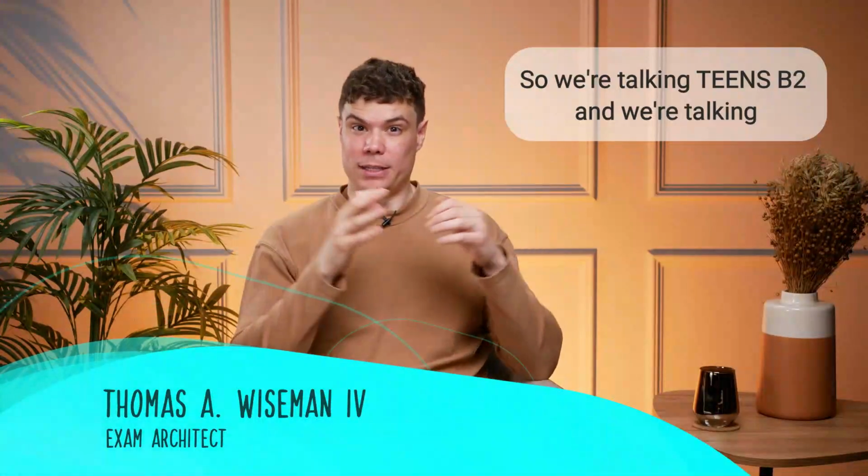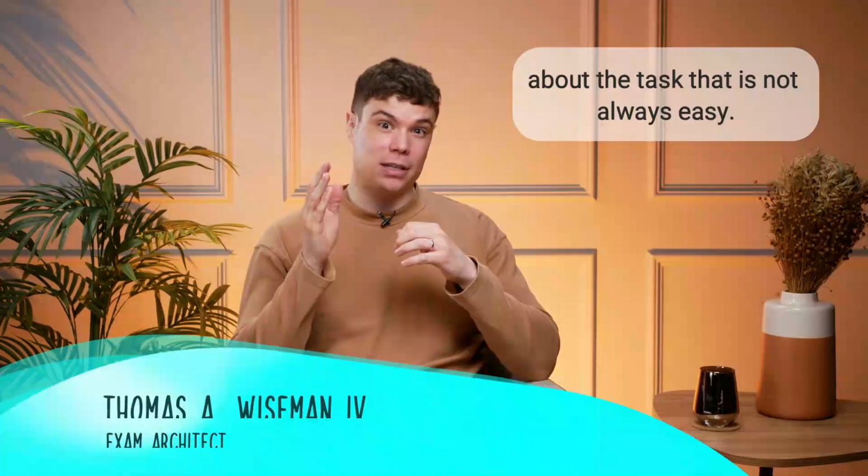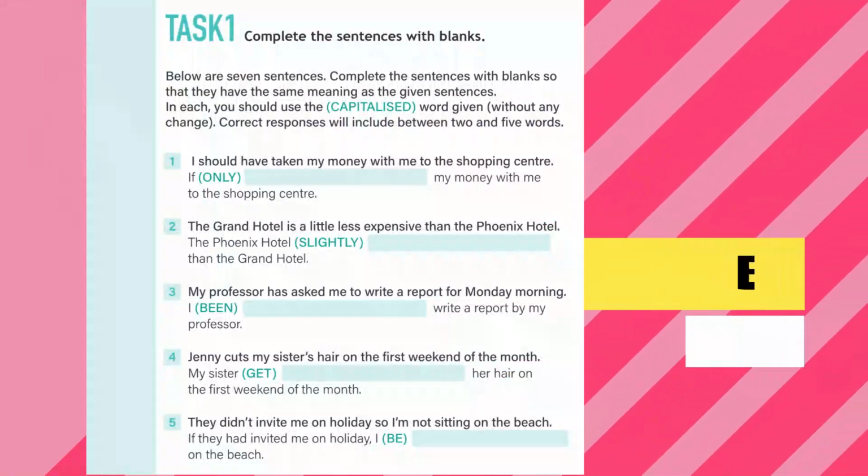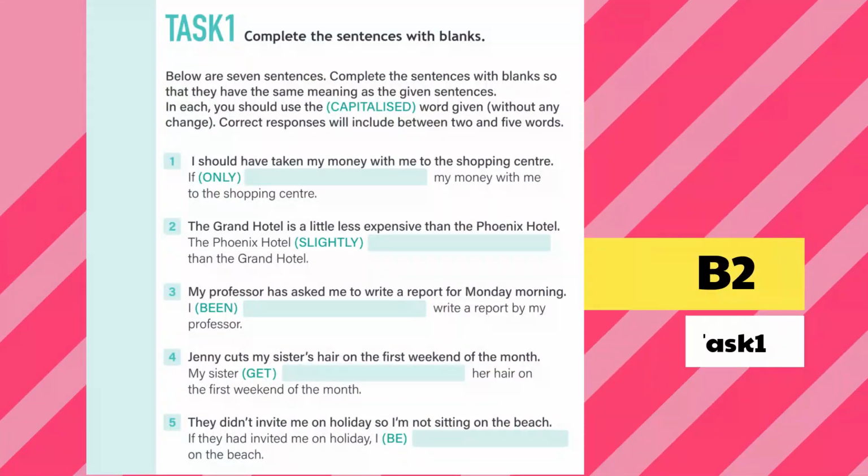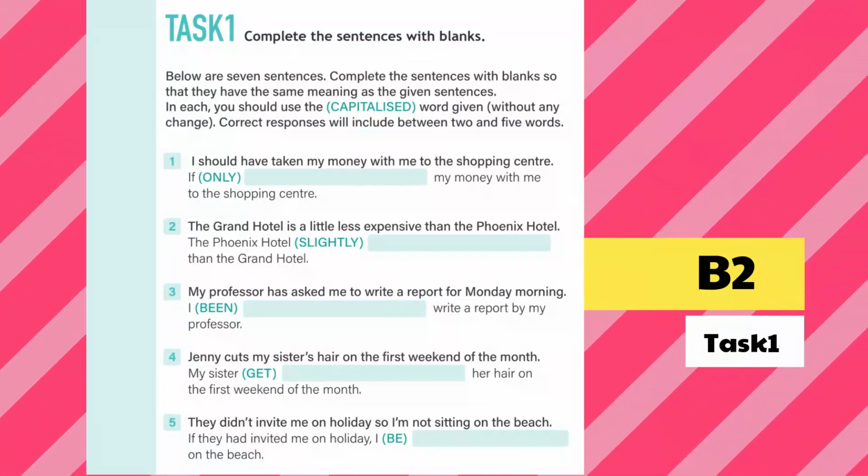So we're talking Teens B2, and we're talking about a task that is not always easy. In this task, the students have to fill in the gap using one given word and others so that the meaning of these two sentences is the same. So the original sentence should have the same meaning as the new sentence, and the student must use the given word.